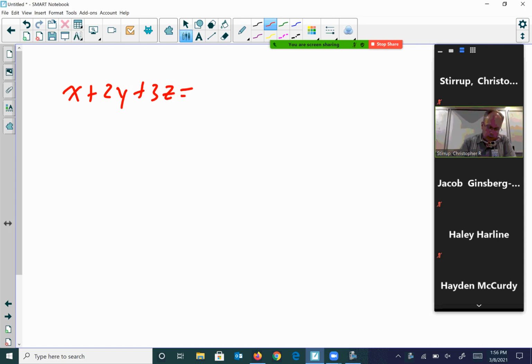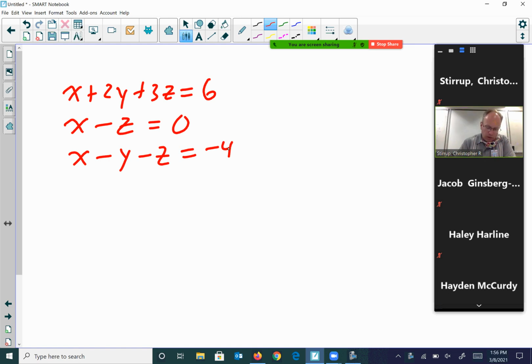3z equals 6. And let's say we have x minus z equals 0. And let's say we have x minus y minus z equals negative 4. So where the matrices have come from is linear equation 1, 2, and 3.